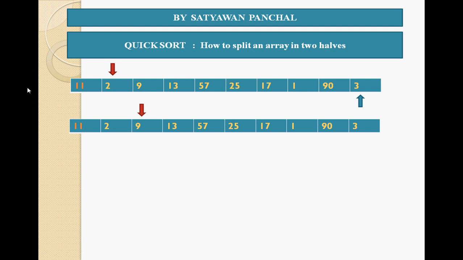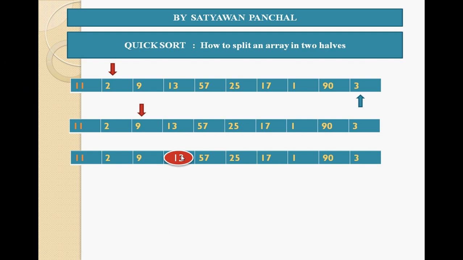What we need to do is, while going on the right side of the list, find an element that is greater than the pivot element. Listen very carefully: we need to find an element that is greater than the pivot value. So 2 is smaller, then we proceed to 9, 9 is smaller, then we proceed to 13, and 13 is greater than 11. So this is what we needed to find, and 13 is found.